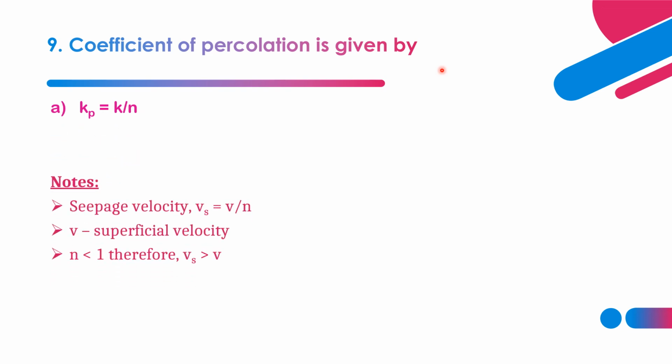Similarly, we have seepage velocity. The seepage concept we shall see in the next video. In this video, we are only covering the permeability concept. So we shall see this seepage velocity alone. Seepage velocity is given as V by N.